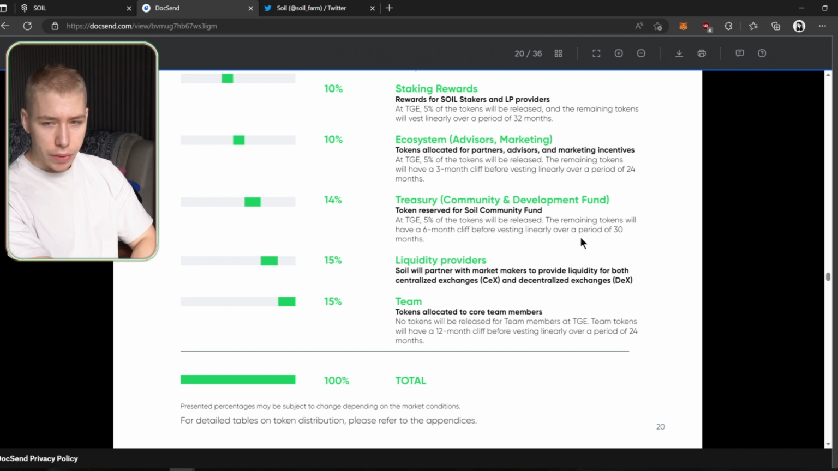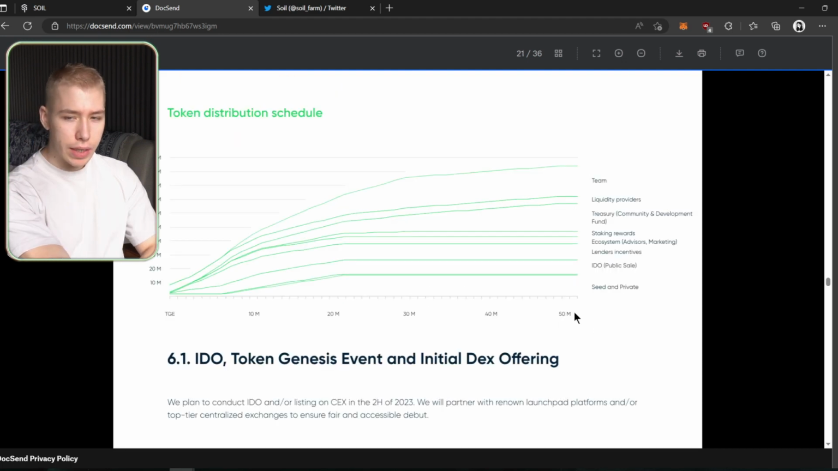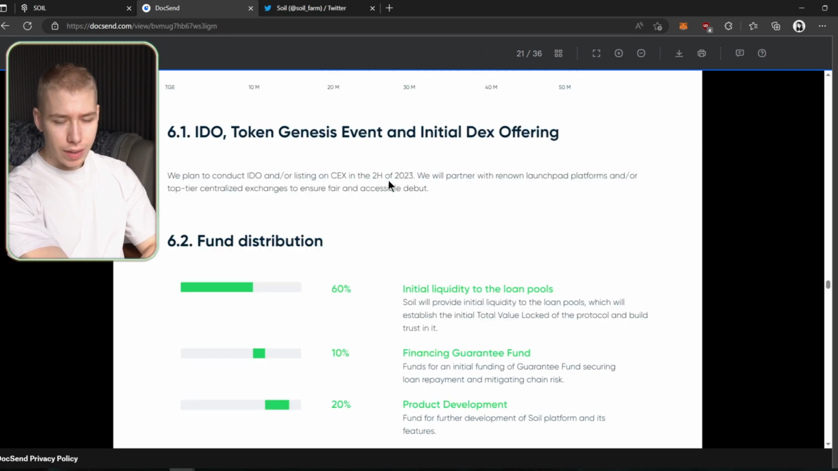It's going to be a vesting period over X amount of years. For example, 2 years over here, 2.5 years down there. Then after roughly 50 months, 4 years, maybe a little more, most of the tokens should be in supply. In the second half of 2023, they want to have the IDO and also listing on centralized exchanges.